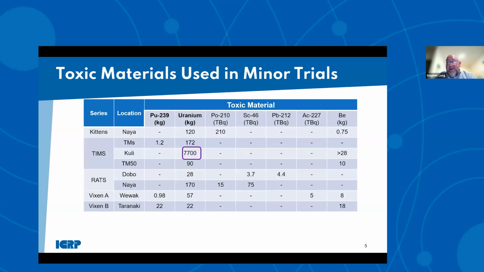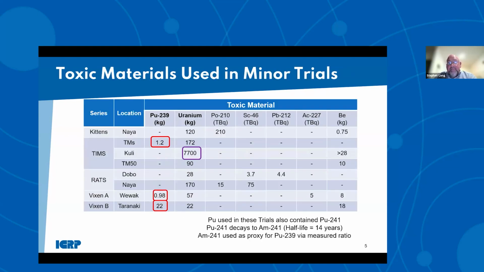The toxic materials they used in the site are shown here. And you can see significantly that at Cooley, they exploded nearly 8 tons of uranium. And more concerning was that during the Vixen trials, they exploded nearly 24 kilograms of plutonium on site there. And I should note, in terms of the whole hazard, there's also a significant amount of beryllium dispersed in those explosions as well. Beryllium is a chemical toxin.